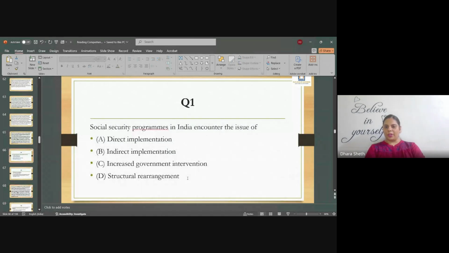Social security programs in India encounter the issue of direct implementation, indirect implementation, increased government intervention, and structural rearrangement. You will be able to find almost all these words in the passage. But what you need to know is what is the issue related to social security program? You have the passage in your WhatsApp group for your reference.